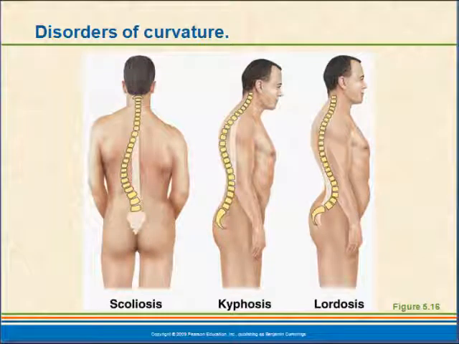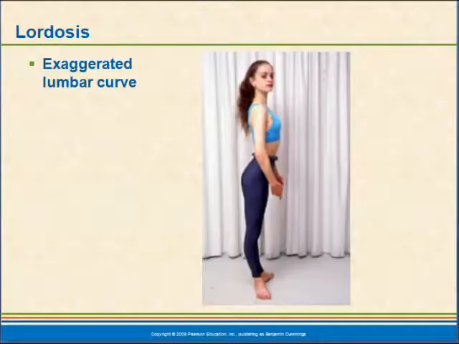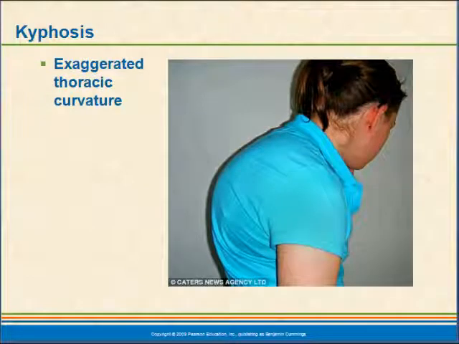We've already talked about some disorders of curvature, so I'm not going to talk about these other than to, again, give you a reminder. Scoliosis is a lateral curvature. Kyphosis is a curvature in the thoracic area. Lordosis in the lumbar region. And again, you can see lateral curvature in scoliosis, you can see lumbar curve in lordosis, and you can see this exaggerated thoracic curve in kyphosis.